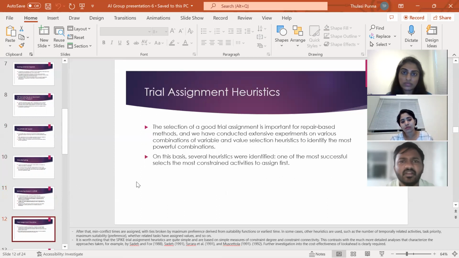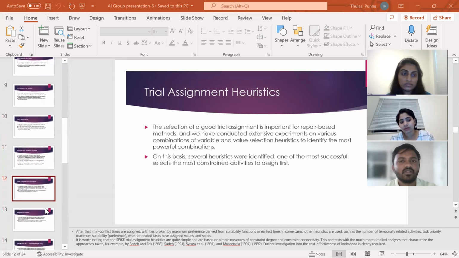The next one is trial assignment heuristics. After that, min-conflict times are assigned, with ties broken by maximum preferences derived from suitability functions or earliest time. In some cases, other heuristics are used, such as the number of temporally related activities, task priorities, maximum suitability, whether related tasks have assigned values, etc. It is worth noting that the Spike trial assignment heuristics are quite simple and are based on simple measurements of constraint degree and how constraints are connected. On this basis, several heuristics were identified. One of the most successful selects the most constrained activities to assign first.